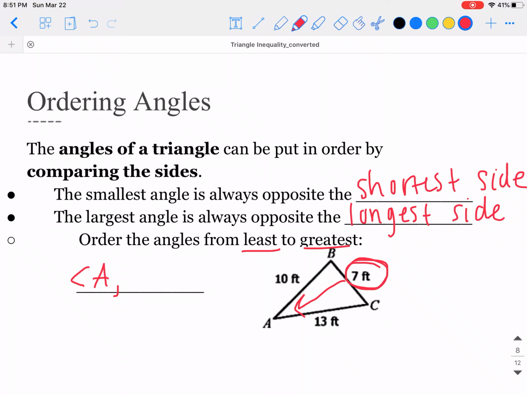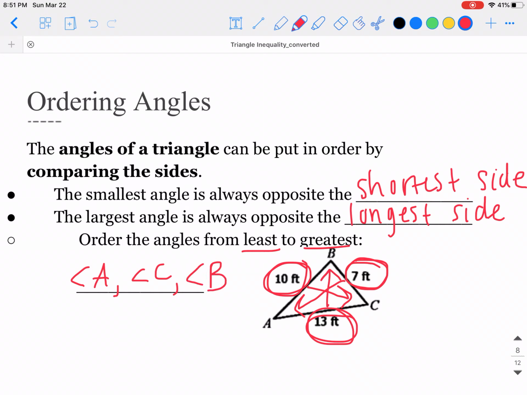Then we're going in numerical order. The next smallest side is 10 feet. That opposite angle is angle C. And then finally, the longest side is 13, which means the largest angle is angle B. So from least to greatest, it's angle A, then angle C, and then angle B.